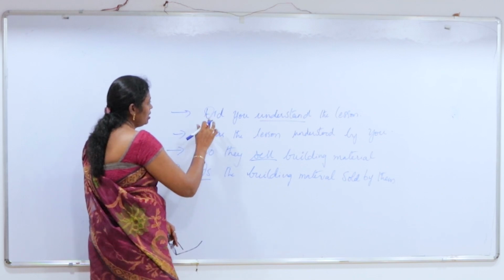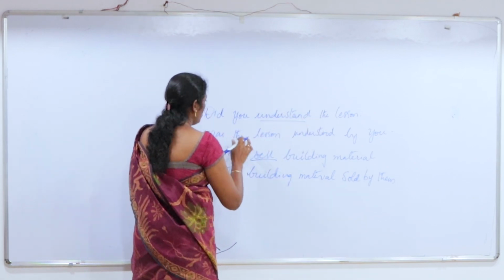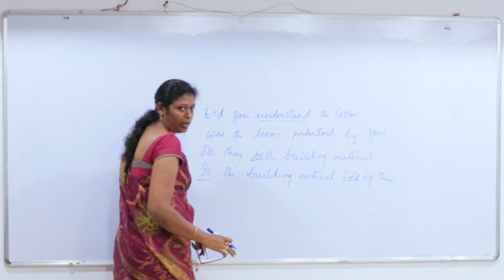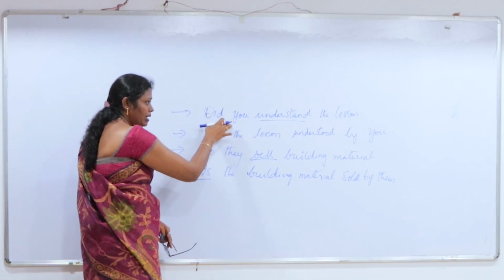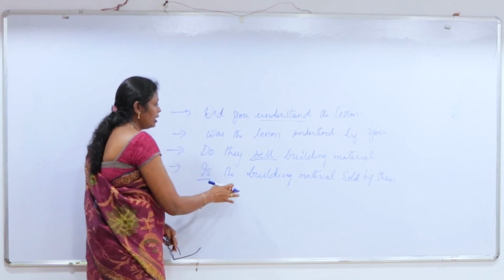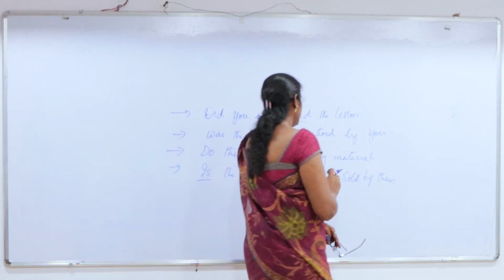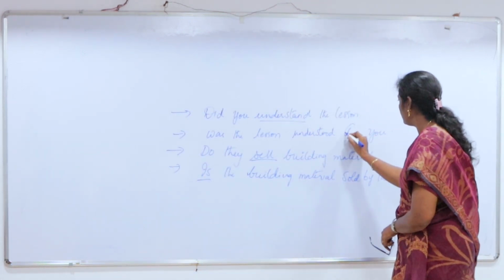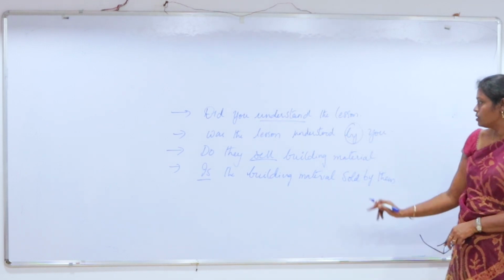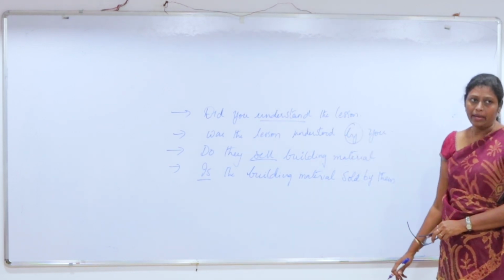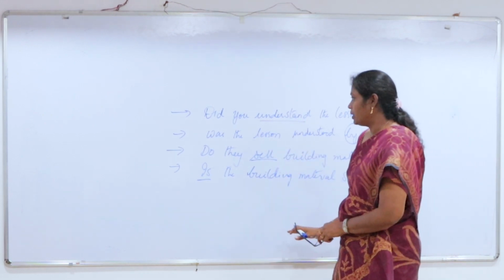So when you have seen here, did you understand the lesson? Was the lesson understood by you? Based on the given sentence, you have to go about the verb, the subject and the object, guys. And there is always the preposition by here. It should always be followed by. So this is about interrogative sentences.